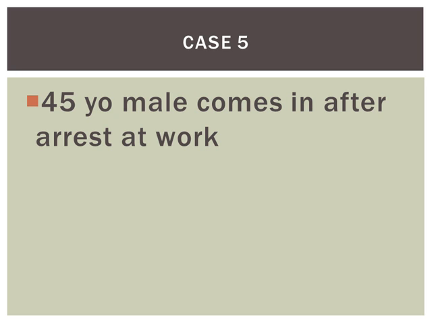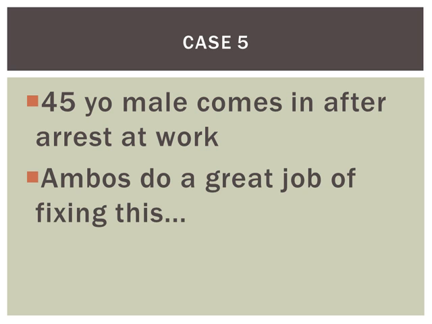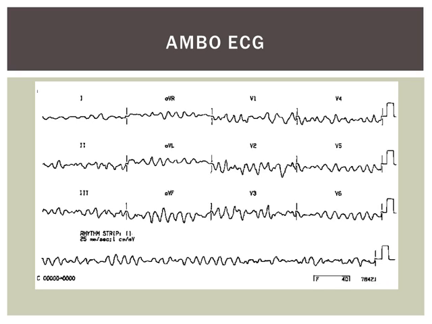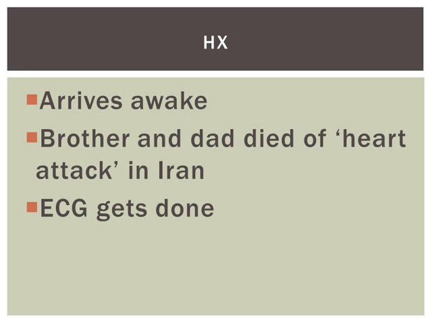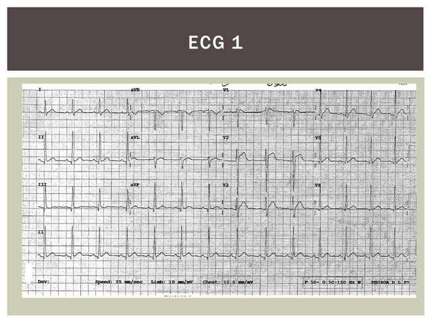Okay, case 5. A 45-year-old male comes in after an arrest at work. The AMBOs do a fantastic job of fixing this rhythm, which is VF. He arrives awake and tells us that his brother and his dad died of a heart attack in Iran. An ECG gets done. And it looks like this.